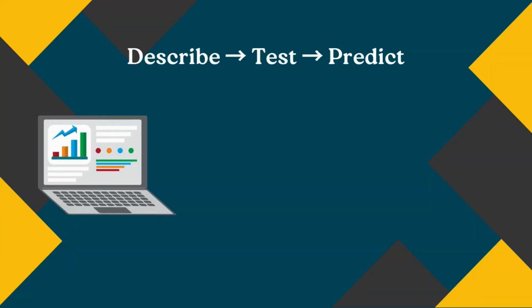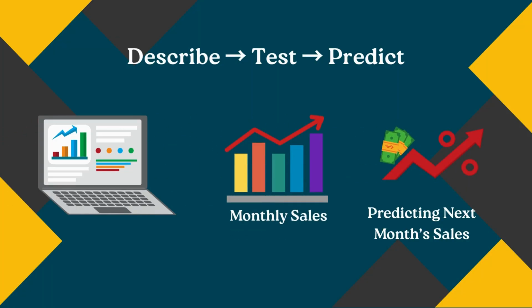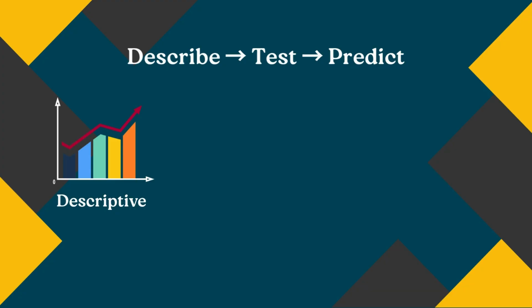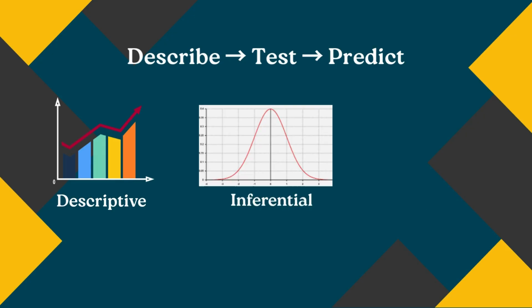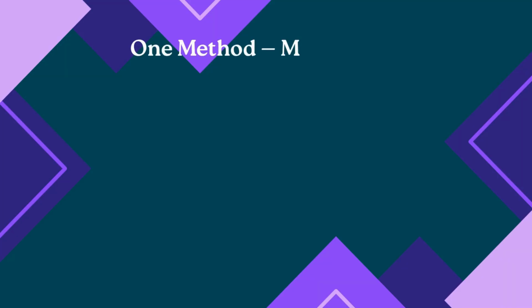For example, imagine you work for an online retail company. You notice that sales fluctuate throughout the year, but you are not sure why. With applied statistics, you can use descriptive stats to summarize sales by month and spot trends. Use inferential methods to test whether seasonal changes really impact revenue. And use regression to predict next month's sales based on ad spend, weather, or holidays. The same approach applies in almost any field.